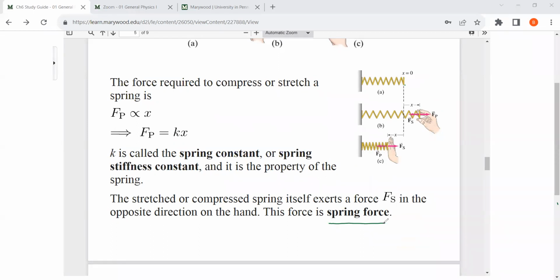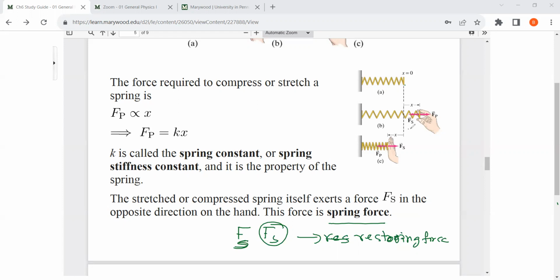That internal force we call the spring force. For the spring force we use subscript S. S means spring, so Fs means the spring force. We also call this the restoring force. We call it the restoring force because this force helps the spring to restore its original position.